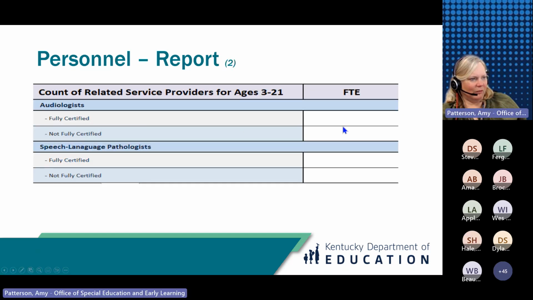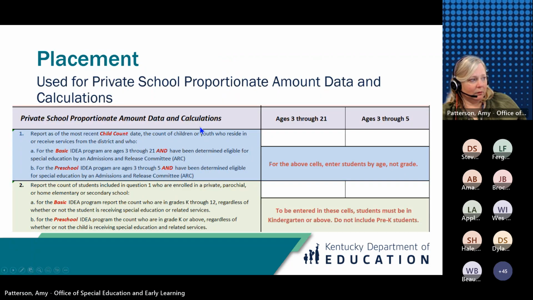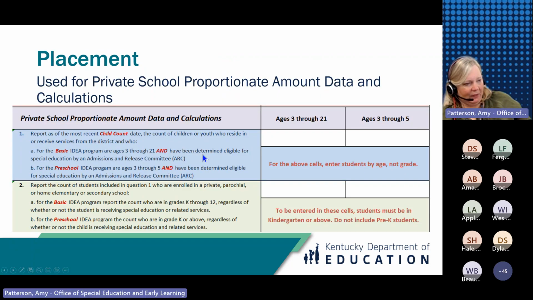And then we do the same thing for related service providers. Those aren't broken out by preschool and K through 14. And then we have placements. So this is for the private school proportionate amount.